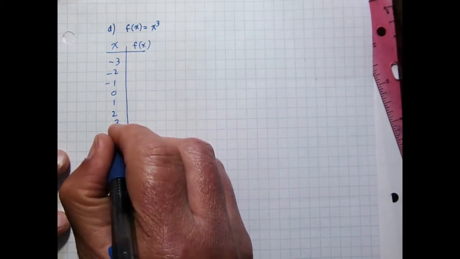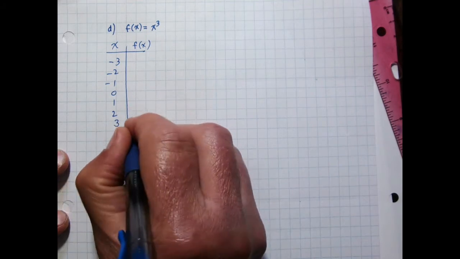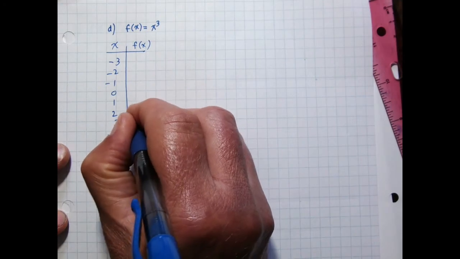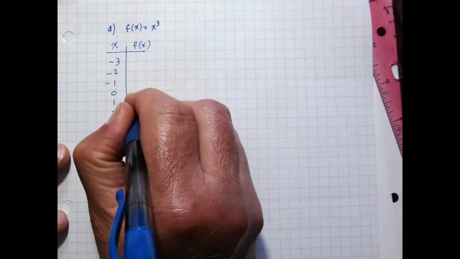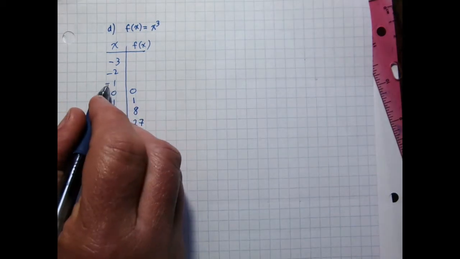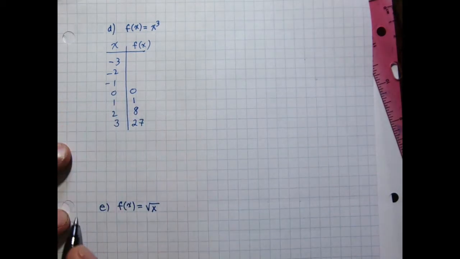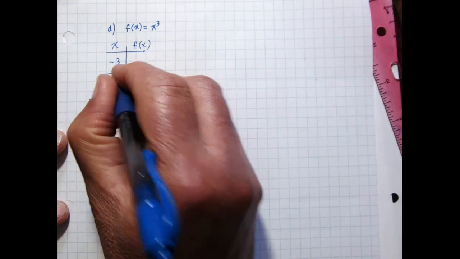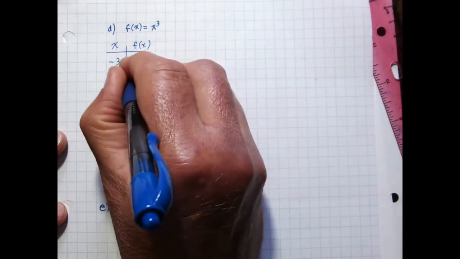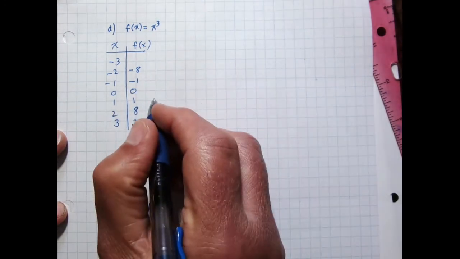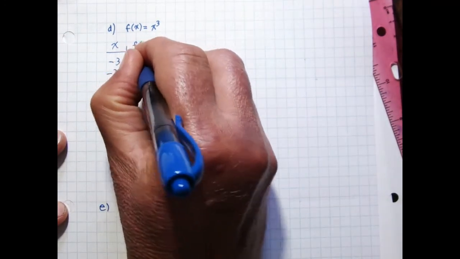So 3 to the third power is 3 times 3 is 9 times 3 is 27. 2 to the third, 2 times 2 times 2 is 8. 1 to the third is 1. 0 to the third is 0. -1 to the third. Now a negative number to the third power is negative. So I'm going to get -1. -2 to the third is going to be negative. I get -8. -3 to the third is going to be negative 27.